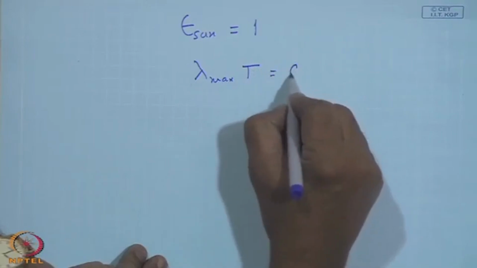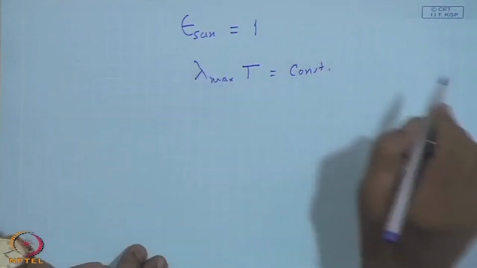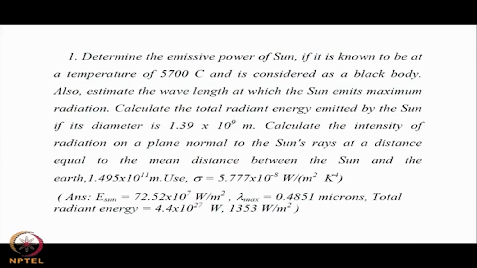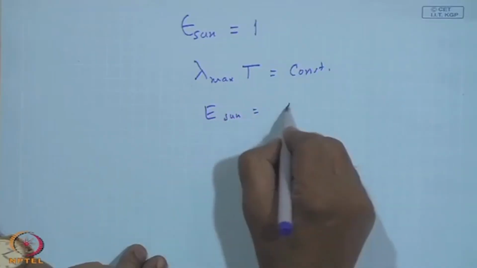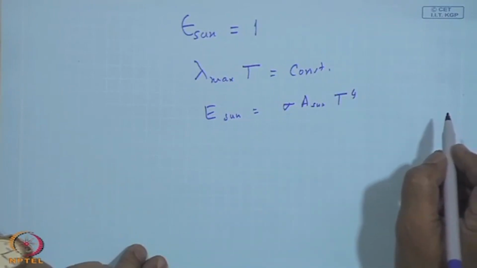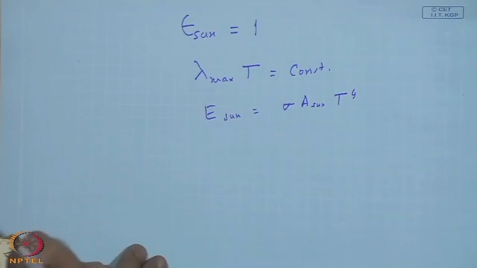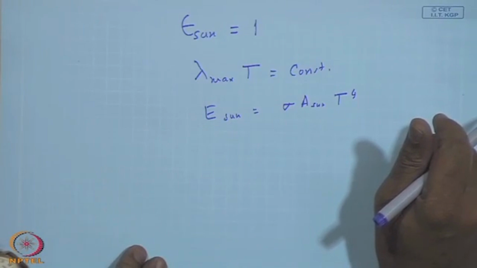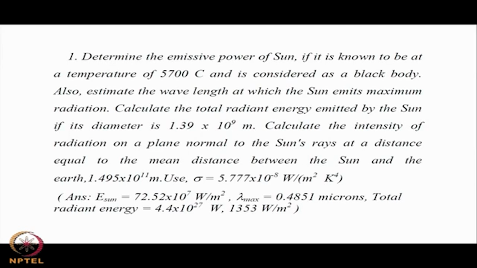Lambda max T is a constant, and then calculate the total radiant energy emitted by the sun if its diameter is 1.39 into 10 to the power 9. That is E sun, which we have written as sigma A sun T to the power 4, and use that 5700 C for the temperature of the sun. Calculate the intensity of radiation on a plane normal to the sun's rays at a distance equal to the mean distance between the sun and the earth, that is 1.495 into 10 to the power 11. That will be nothing but the solar constant.